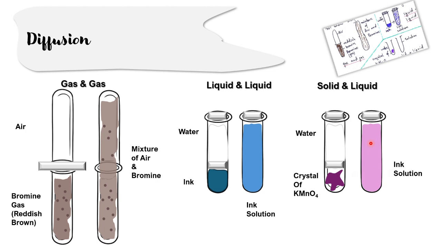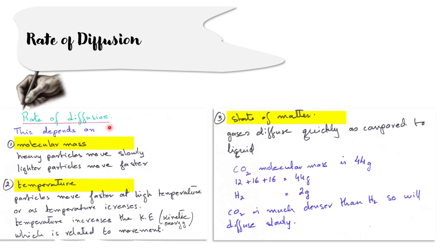Now the rate of diffusion depends upon the molecular mass, temperature, and state of matter. Molecular mass: heavy particles move slowly, lighter particles move faster. Temperature: particles move faster at higher temperature, as temperature increases the kinetic energy, which is related to movement. State of matter: gases diffuse quickly as compared to liquids.